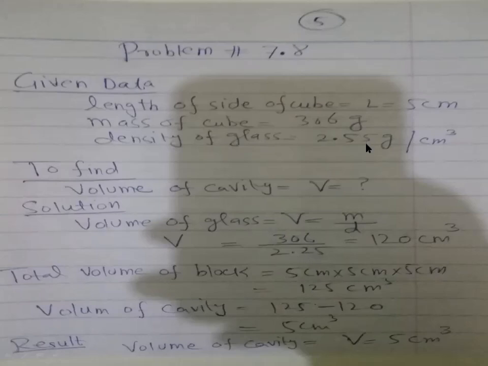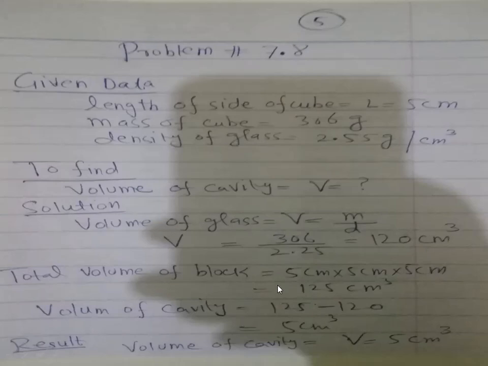306 divided by 2.55, you will get 120 centimeter cube. You don't need to convert this into meter cube because our answer is in centimeter cube. That's why we are not converting this into meter cube.